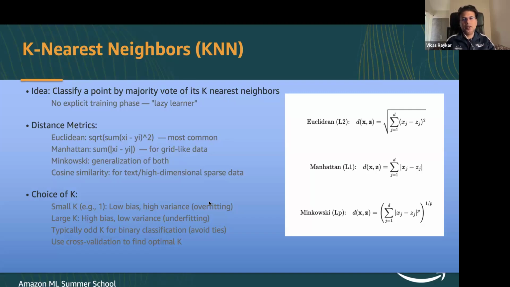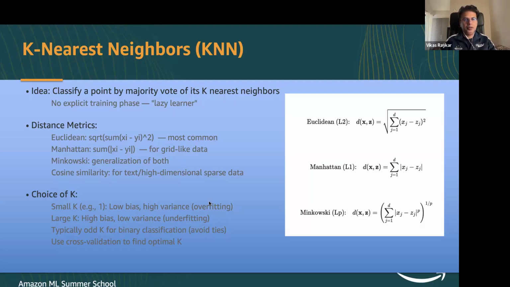How you define the nearest neighbors depends upon the distance metric you use. Most commonly used are the Euclidean distance metric, or you could use the Manhattan distance metric, or the Minkowski distance metric, or sometimes people use the cosine similarity.